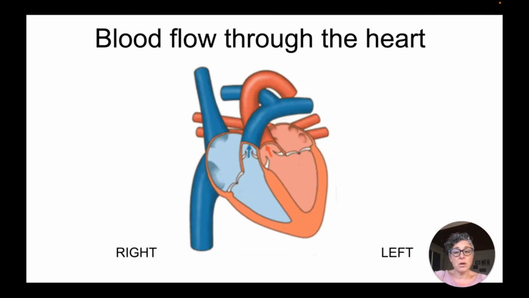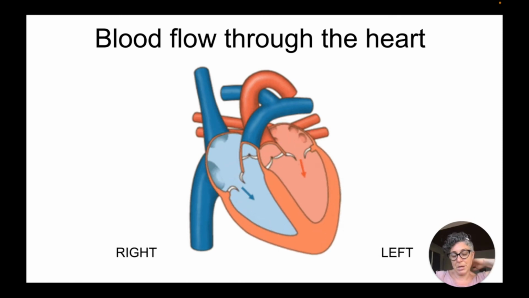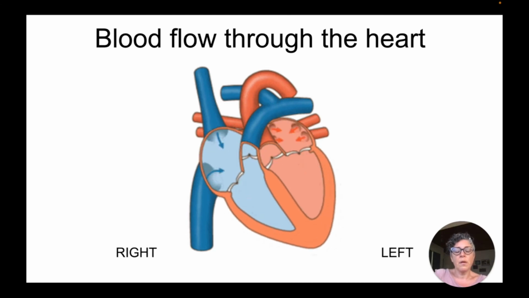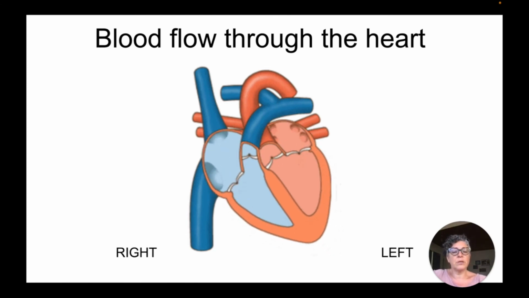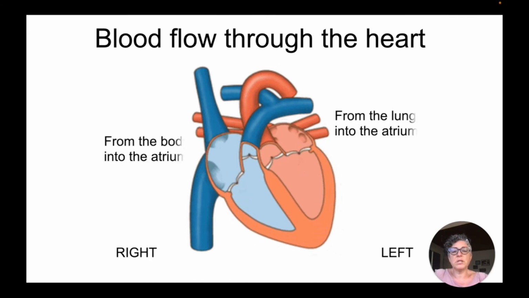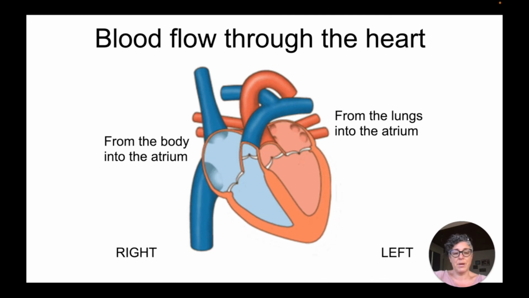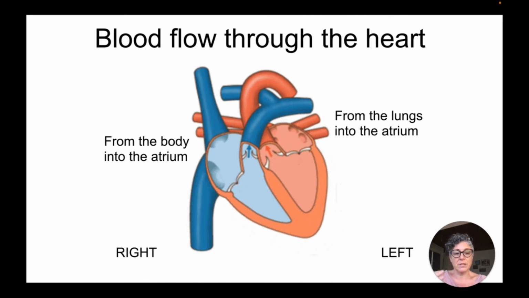All right, so let's talk about blood flowing through the heart. We have our right side and our left side, and we have this animation that we looked at in the previous video, just showing the direction of the blood flow through the valves. So the first thing that happens is blood is going to enter the atrium, and the left and the right sides of the heart are happening simultaneously. All of this is happening together.